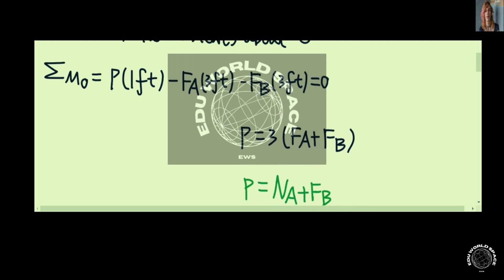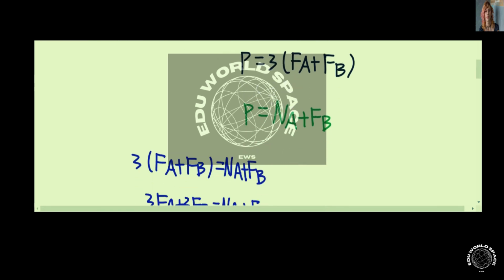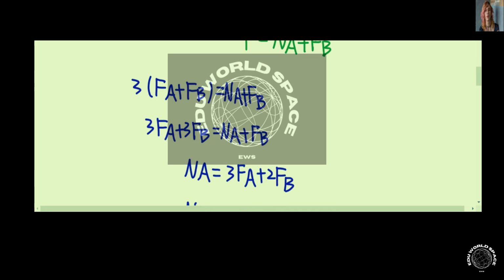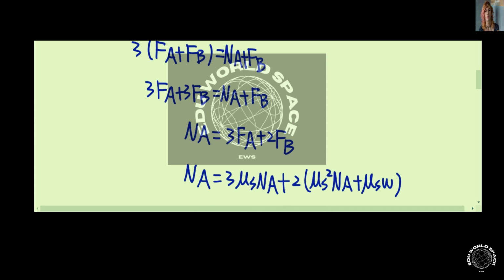Remember, P can be equal to Na plus Fb. Therefore, we have 3 times (Fa plus Fb) is equal to Na plus Fb. So we have 3Fa plus 3Fb is equal to Na plus Fb. Therefore, we have Na is equal to 3Fa plus 2Fb. And Fa can be equal to mu s Na, and we know Fb is equal to mu s squared Na plus mu s W. And this will give us such equation here.